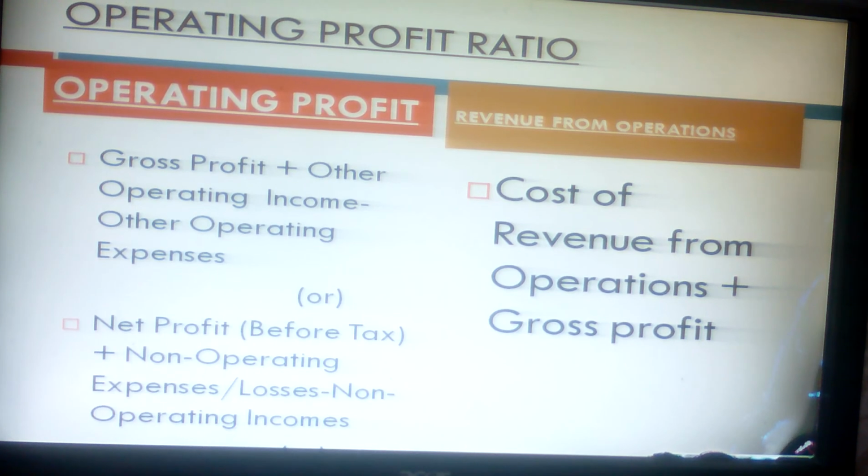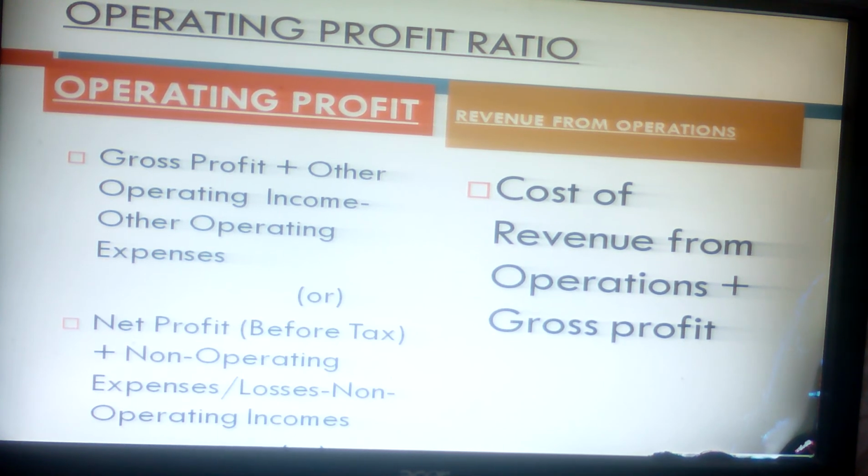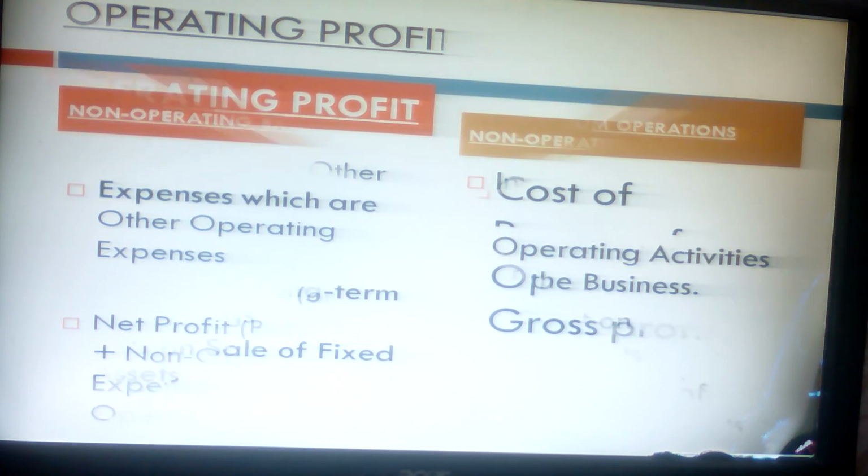What is the meaning of operating profit? Gross profit plus other operating income minus other operating expenses, or net profit before tax plus non-operating expenses and losses minus non-operating incomes. So there are two ways of calculating operating profit: gross profit plus other operating income minus other operating expenses, or net profit before tax plus non-operating expenses, losses, minus non-operating incomes. Revenue from operations is cost of revenue from operations plus gross profit.